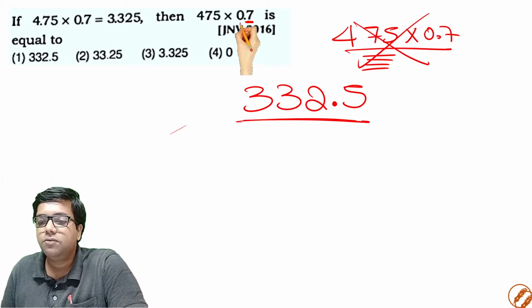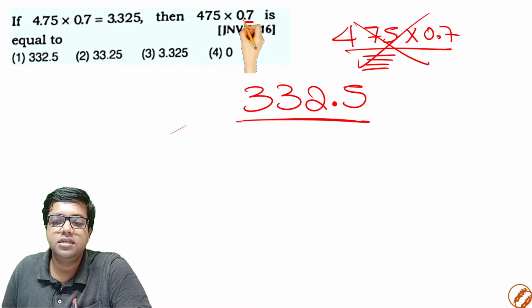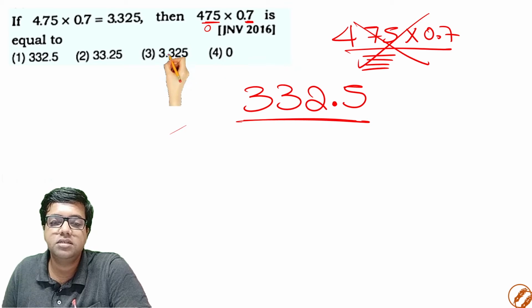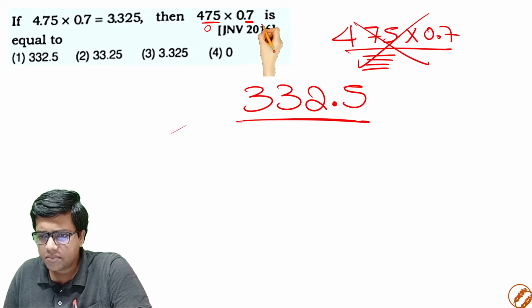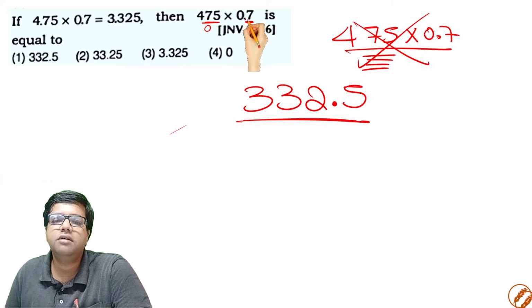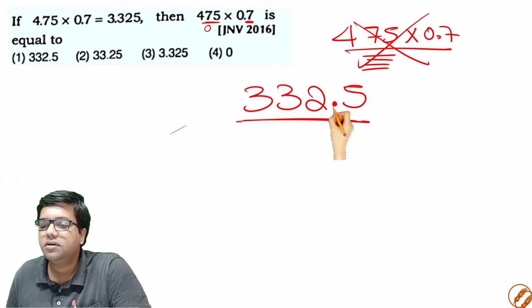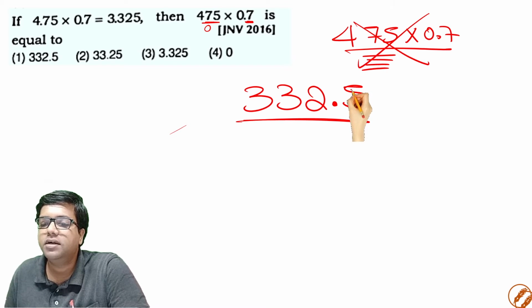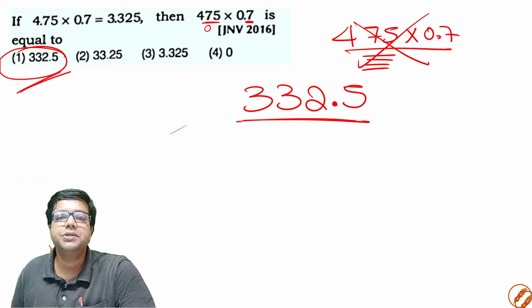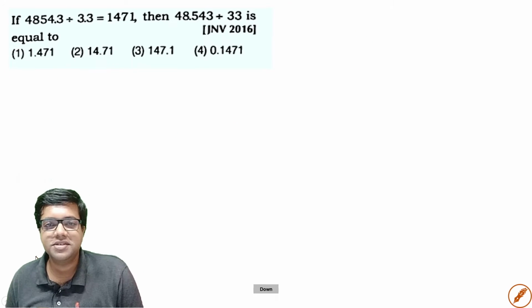Okay. So after 1 digit there is a decimal point, and here there are no digits after the decimal point. So therefore the answer should have 1 digit after the decimal point. This is available in our option number 1. So therefore option number 1 is the right answer for this question.